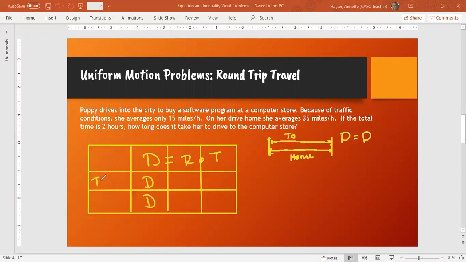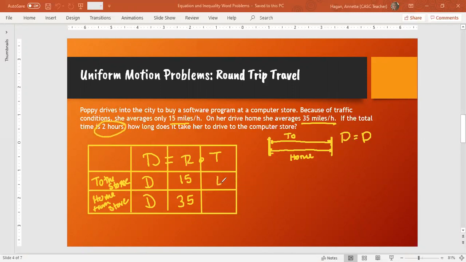So we have to the store and home from the store. We know the rate going there was 15 miles per hour. We know the rate going home was 35 miles per hour. The tricky thing here is the total time. Now we know the total time took 2 hours, so this gets a little tricky.